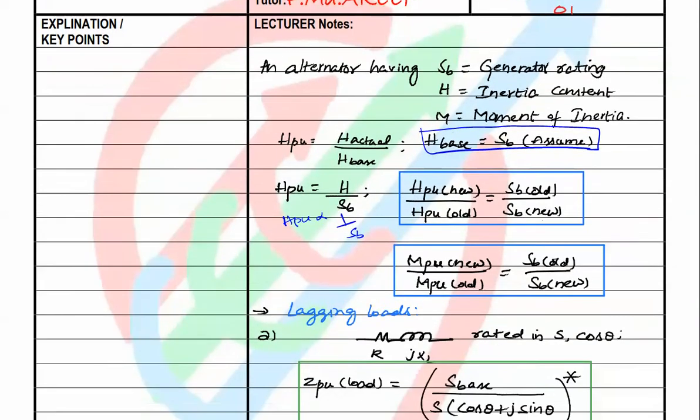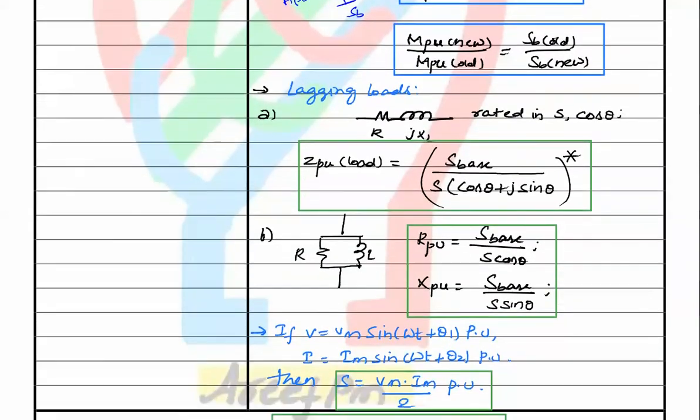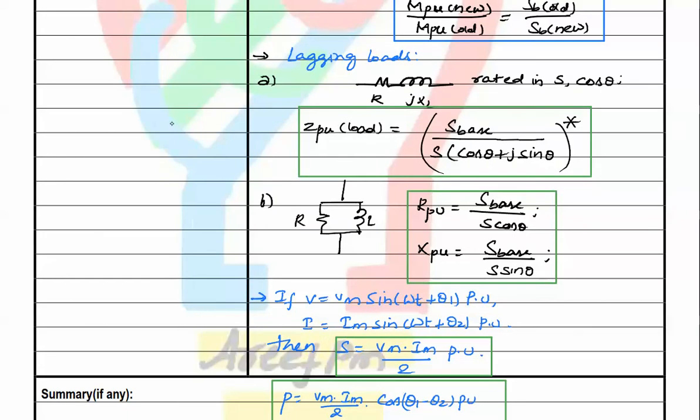So this is for alternator ratings. Next we will see lagging loads. Lagging loads generally means induction motor loads. So induction motor loads are nothing but lagging loads here.